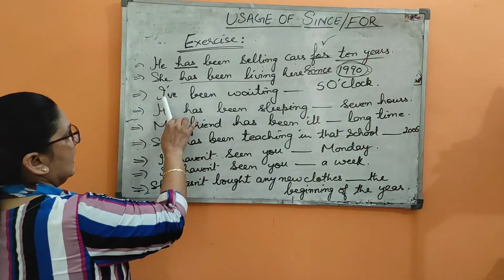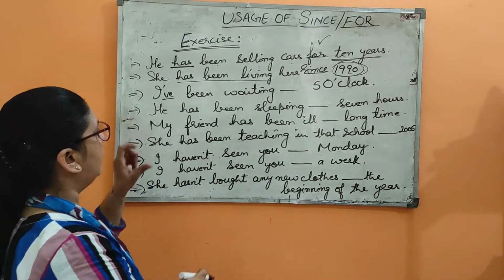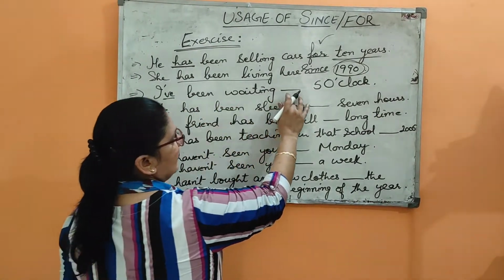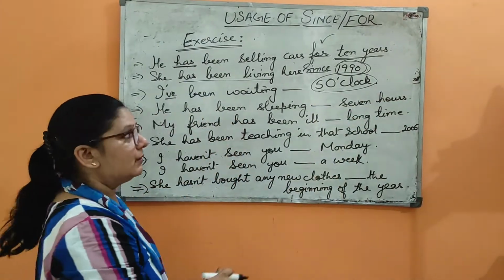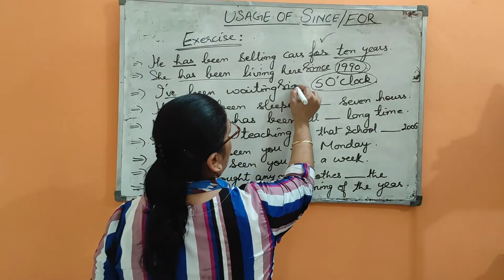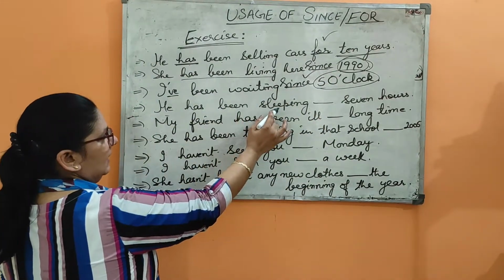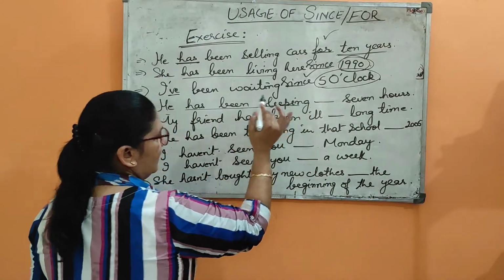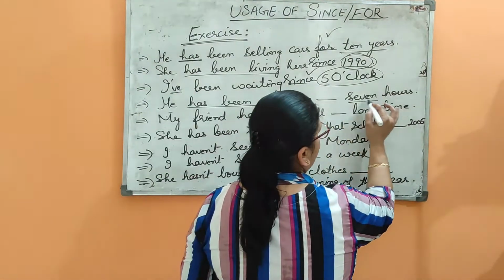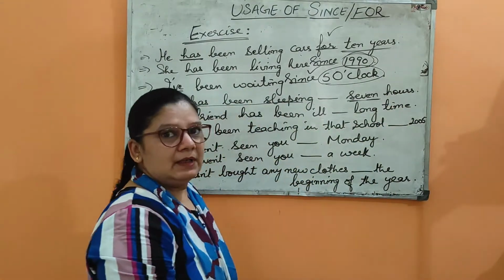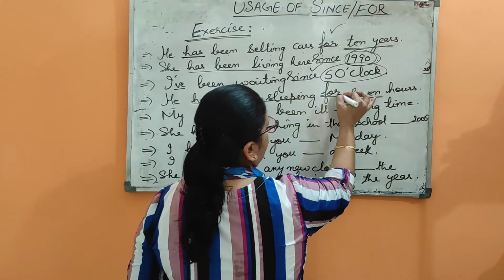Next sentence. I have. This is the contraction of I have. I have been waiting dash 5 o'clock. 5 o'clock. Again specific time. What will you write here? Since 5 o'clock. That's right. He has been sleeping. Again present perfect continuous it is. Dash 7 hours. 7 hours is a period of time. No particular time is mentioned here. So you would say for 7 hours.